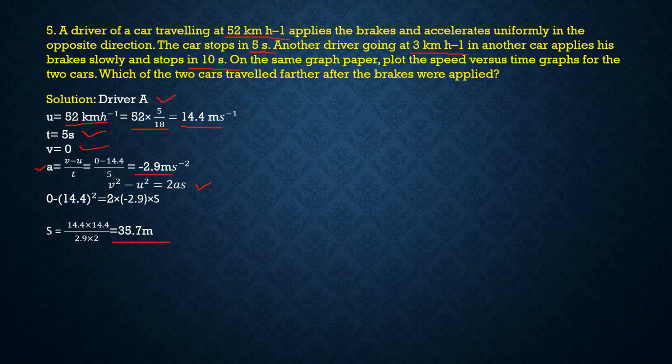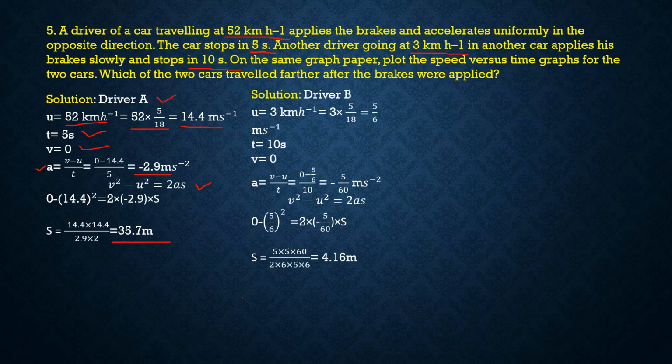Now for driver B, initial speed is 3 km per hour converted into meter per second. When we convert, we will get 5 by 6 meter per second. Time to stop is 10 seconds. Final speed is 0. Again find out acceleration, which is negative, which means retardation is there. Now put the values in this equation, we will get s equal to 4.16 meter.